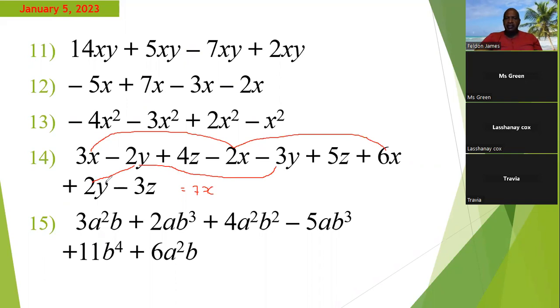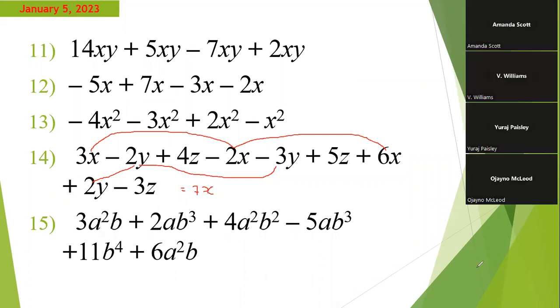Now, one of the things that you shouldn't overlook: if you have a positive and a negative of the same term, they're going to cancel out to 0. Whenever you see anything obvious like that, you should ensure that you do that cancellation.